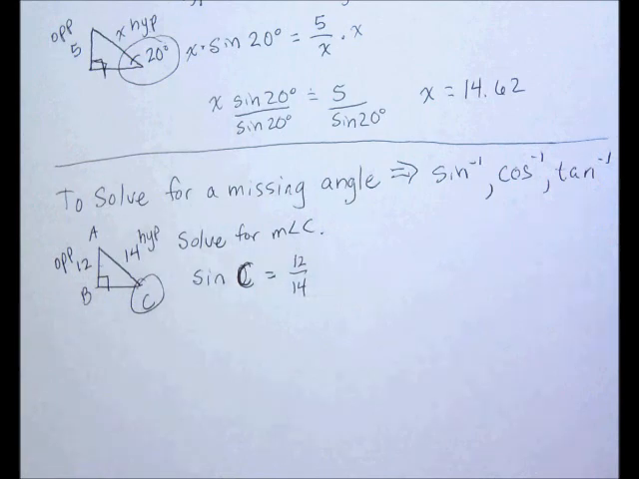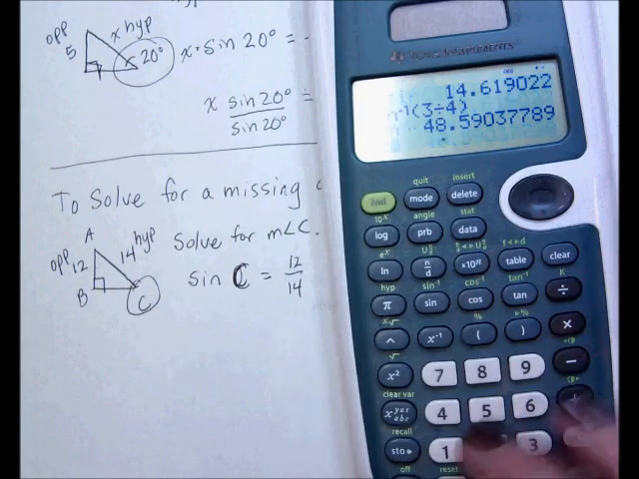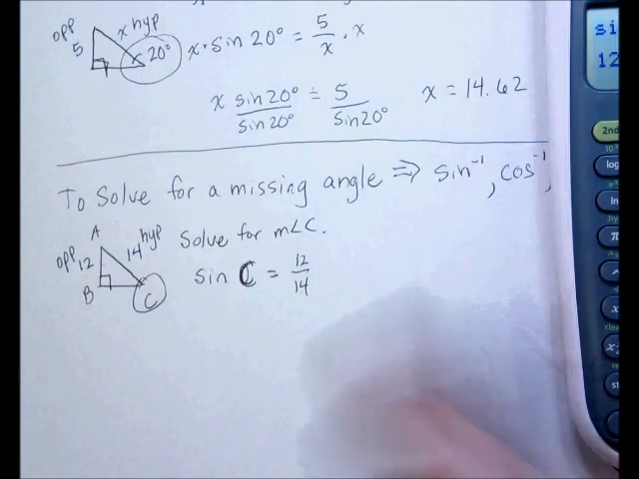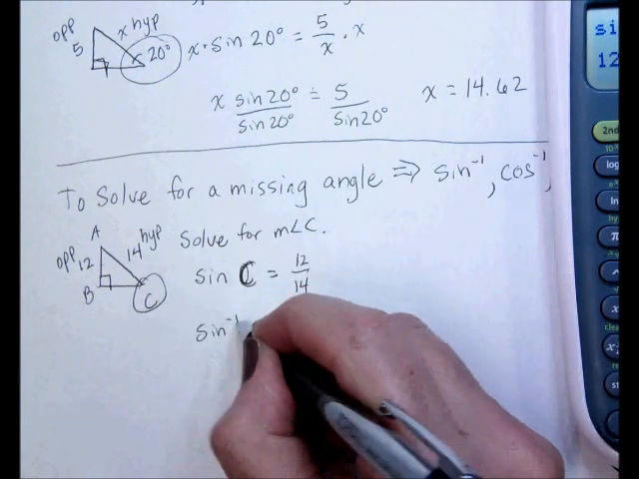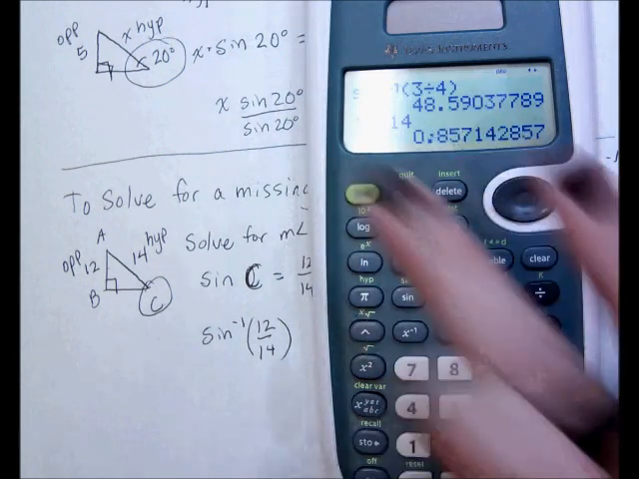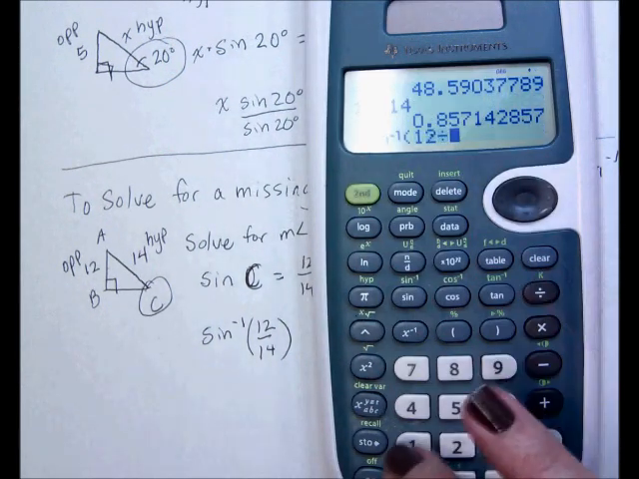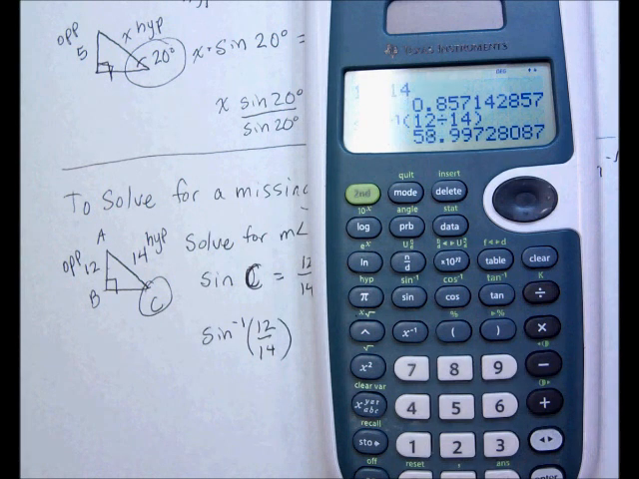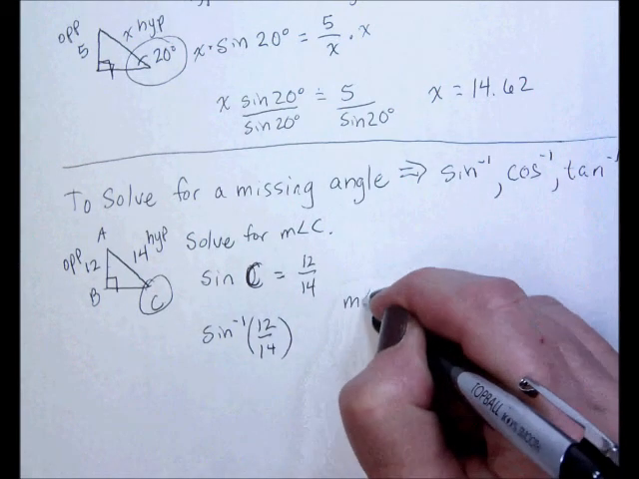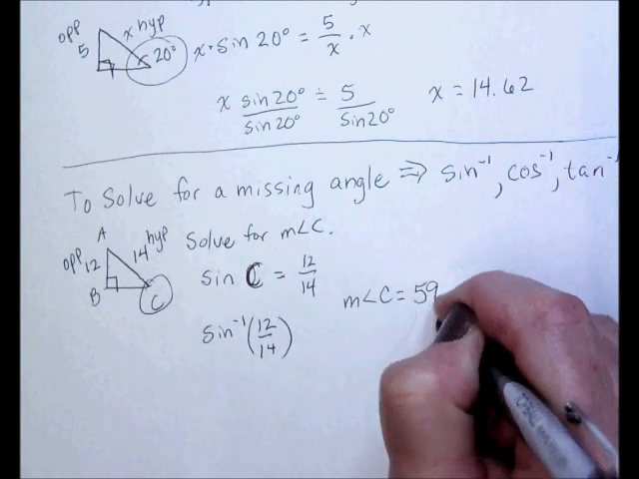That would be my equation. But that's not going to get me anything. 12 divided by 14 is just going to give me the ratio, which is 0.86, and I want to solve for the angle measure. So to solve for the angle measure, I do the inverse sine of 12 divided by 14. You press second, inverse sine, 12 divided by 14, and so my angle measure is 59 degrees. So the measure of angle C is equal to 59 degrees.